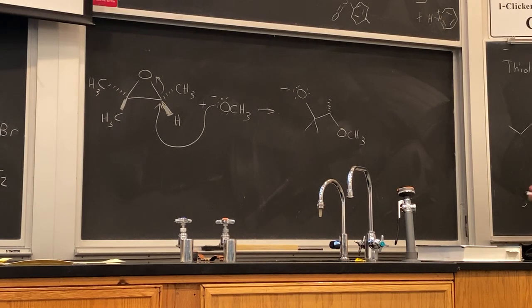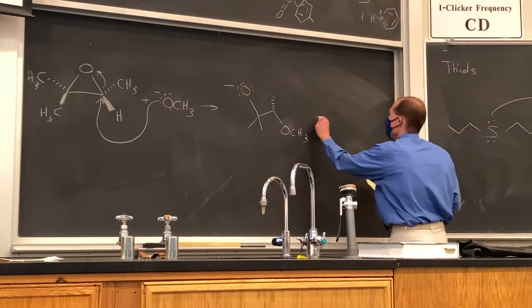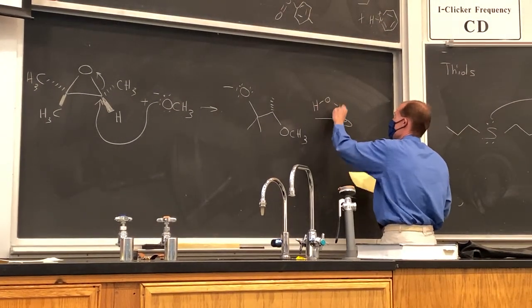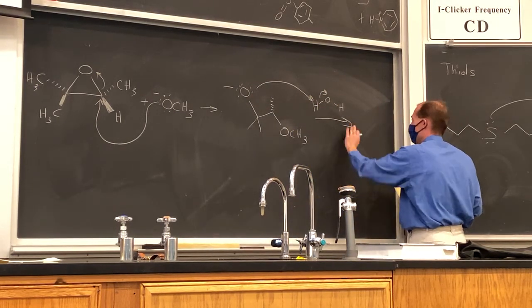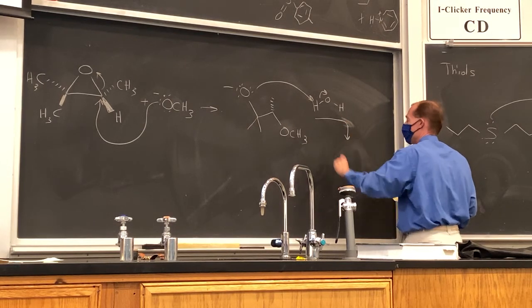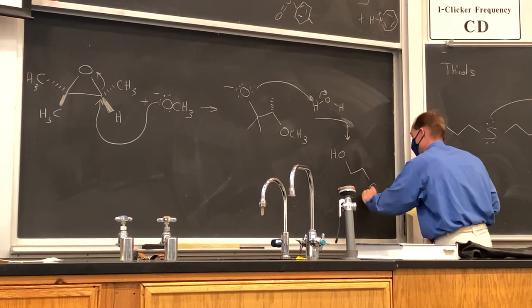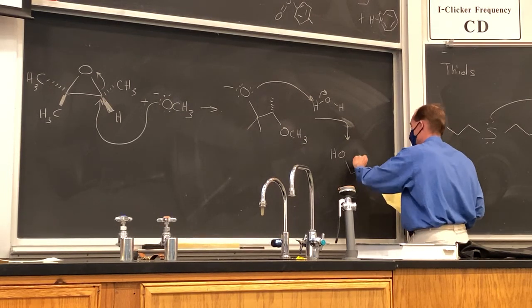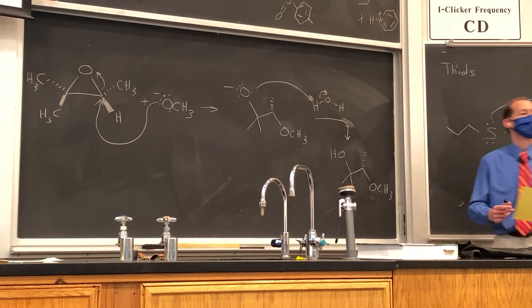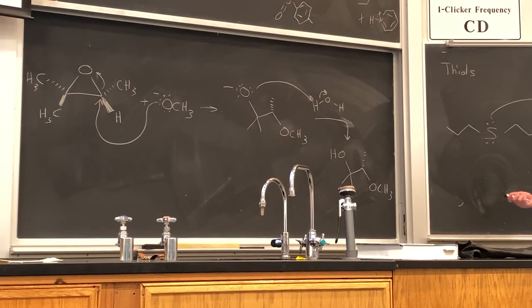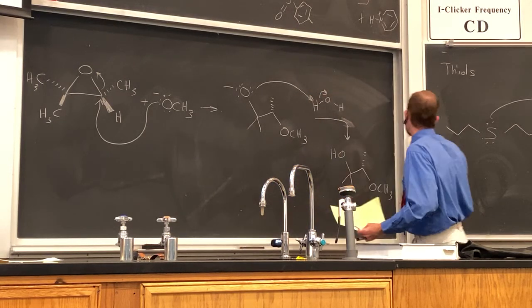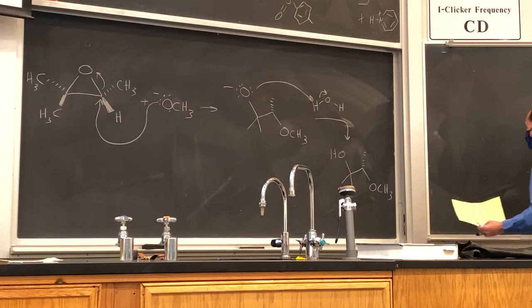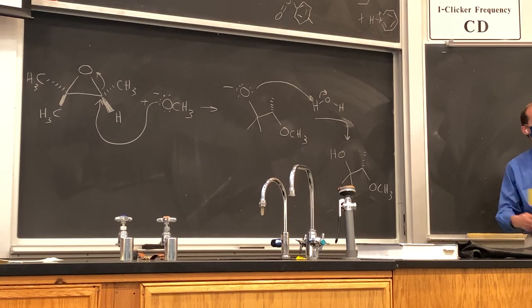But this is not the final product of our reaction. We have this negatively charged oxygen. What we do is we then add water in a second step. That water protonates the alkoxide, and we end up with an alcohol in our product. Okay? It's important when we're writing out these reactions of epoxides to add the water as the second step of the reaction.